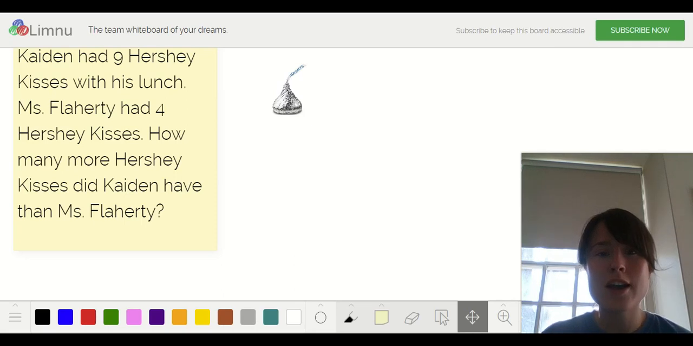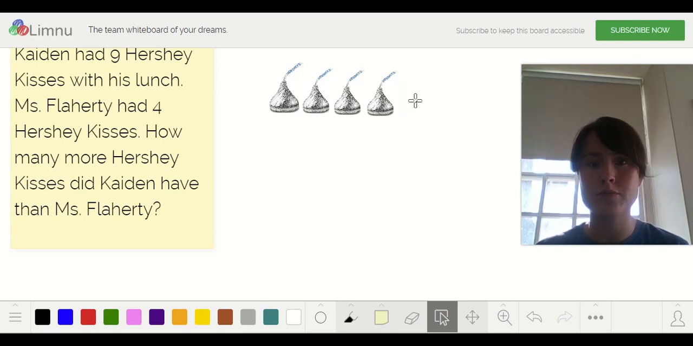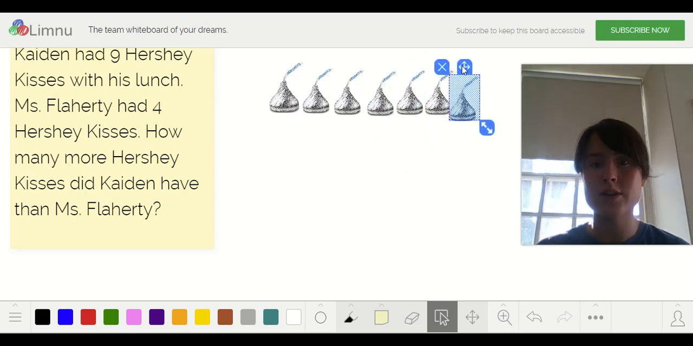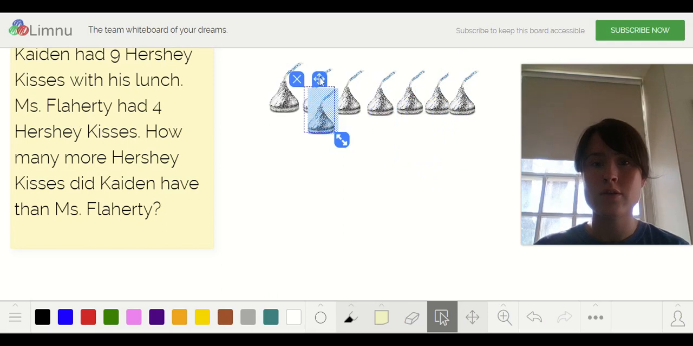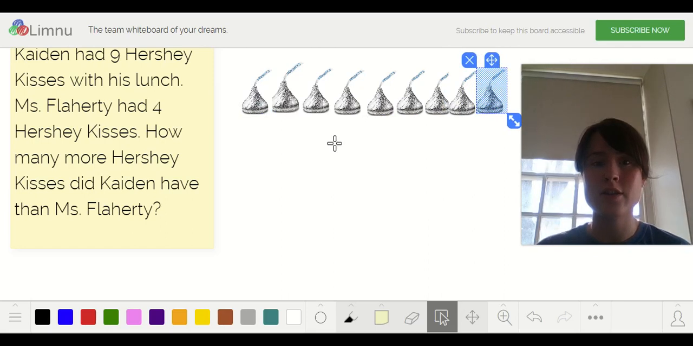Awesome. So I'm going to go ahead and show a mathematician picture for this. If you'd like to represent this with a bar model, that's how you can show it on your paper. So I'm going to go ahead and show a picture of Caden's 9 Hershey Kisses. Here I've got 5, 6, 7, 8 here, 8, and 9.